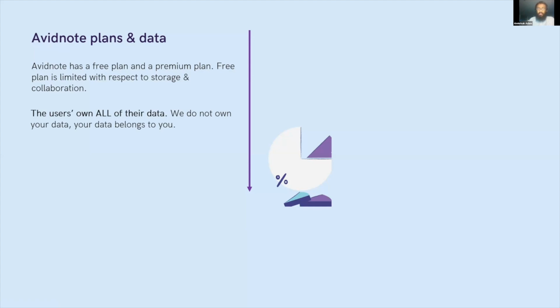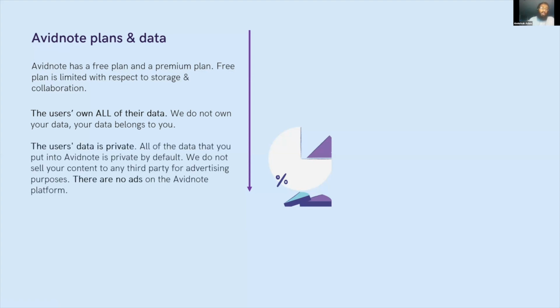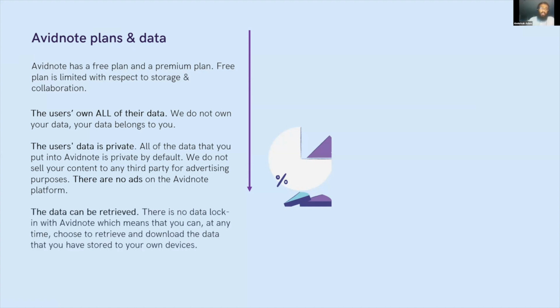However, for all of the different plans, both the free plan and the premium plan, the users own all of their data. We don't own any of the data. All of it is private, so we don't have any advertisements on the platform. So there's no reason to share this to any third party, which we wouldn't do anyway. And then in the third step, everything can be retrieved. So if you want to download all of your data, you can do that. You can download all of your data, all of your references, all of your notes.